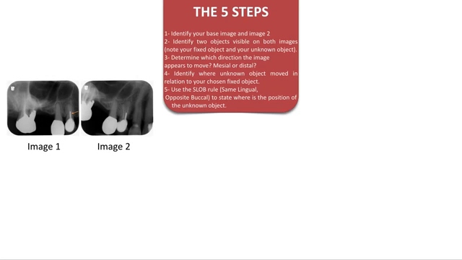We are trying to determine which canal the post is engaging in on the upper right 4. Image 1 is our base image, the fixed object on both images is the upper right 4, and the unknown object, which we are trying to find the position of, is the post. Image 2 appears to be moving more mesially because we can see the upper right 3 and 2. And as it happens, the post is moving with the mesial shift. Therefore, using the SLOB rule, same lingual, opposite buccal, we can say the post is engaging the palatal root.